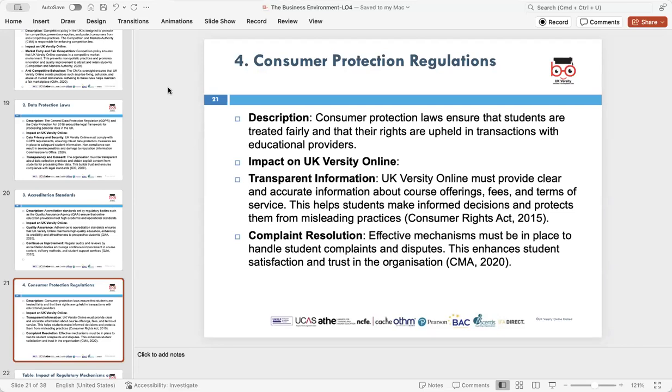By clearly communicating what each course entails, the associated cost, and any relevant terms, Varsity Online fosters an environment of trust and reliability. This transparency is essential for maintaining a positive reputation and ensuring student satisfaction.